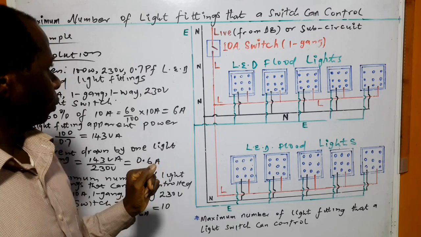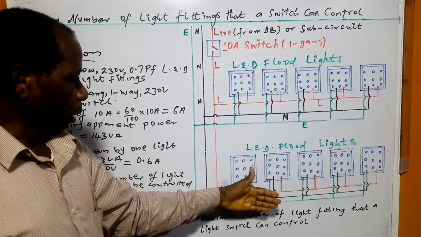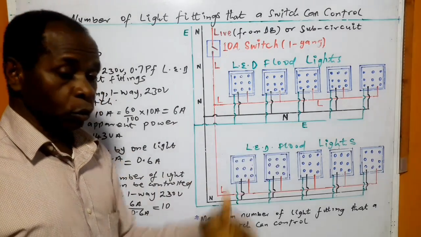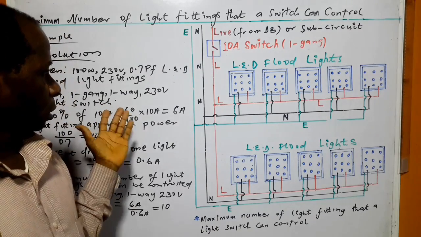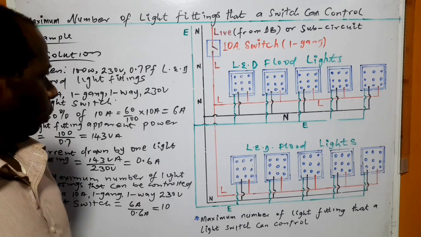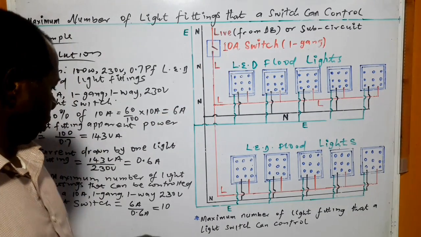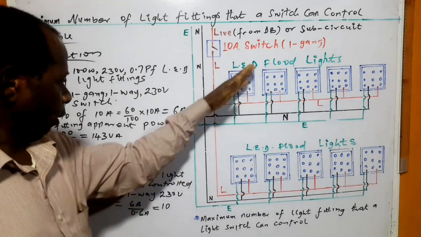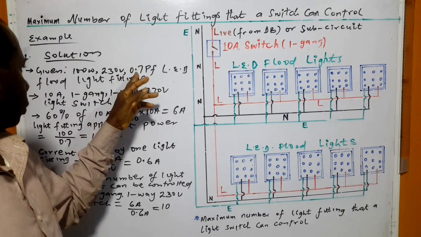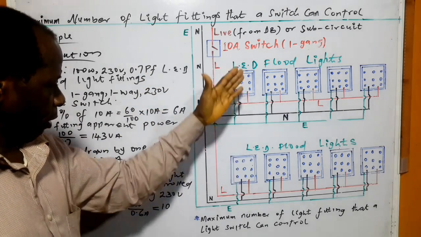So the arrangement could be different from this one. All the light fittings could be in one row or in more than 2 rows according to the situation. So what is the most important thing is that this switch can only control 10 number of 100 watt, 230 volt, 0.7 power factor LED floodlight fittings. That is what is important.